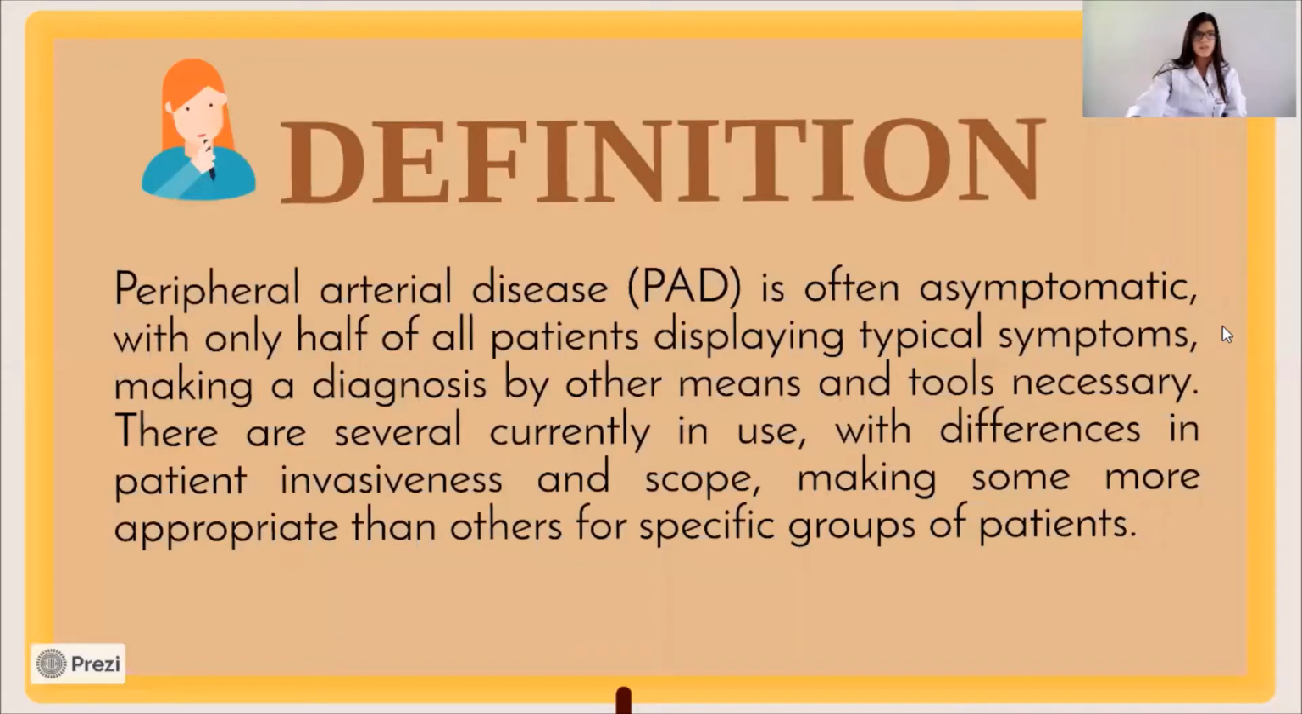Definition. Peripheral arterial disease is often asymptomatic, with only half of all patients displaying typical symptoms, making a diagnosis by other means and tools necessary. There are several currently in use, with differences in patient investments and scope, making some more appropriate than others for a specific group of patients.